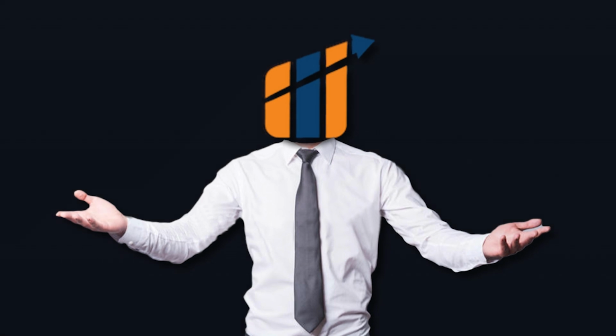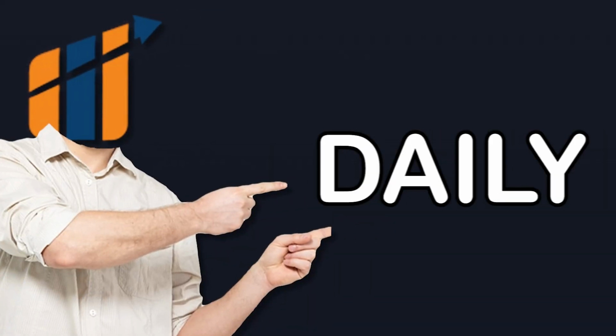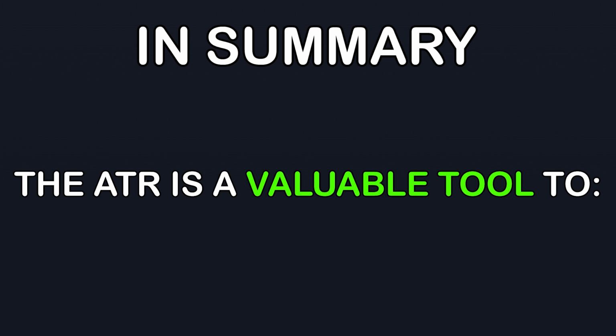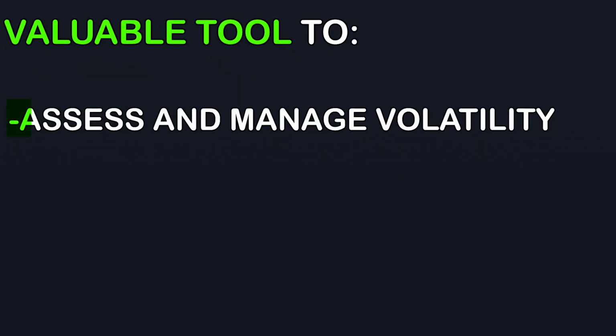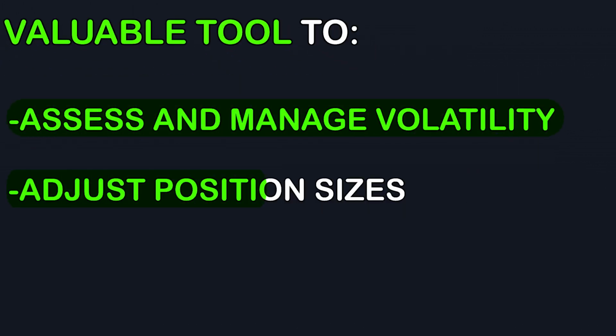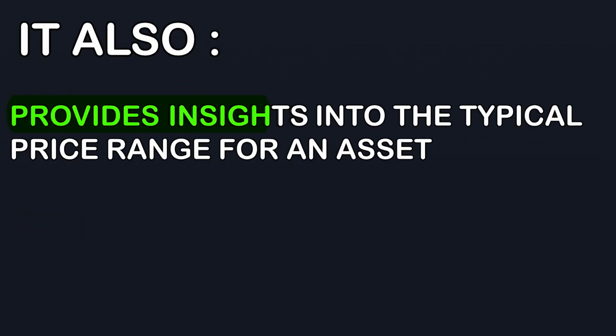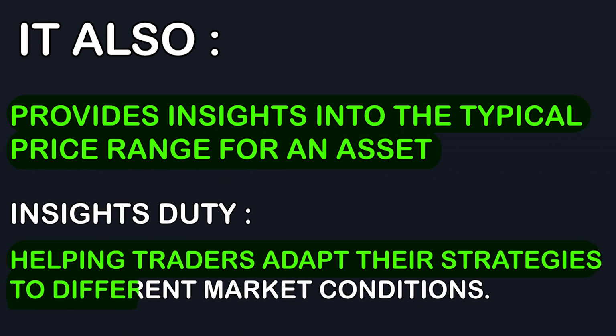The ATR can be applied to various timeframes, such as daily, hourly, or even intraday charts, depending on the trader's goals and trading style. In summary, the average true range is a valuable tool for traders to assess and manage volatility, adjust position sizes, and make more informed trading decisions. It provides insights into the typical price range for an asset, helping traders adapt their strategies to different market conditions.